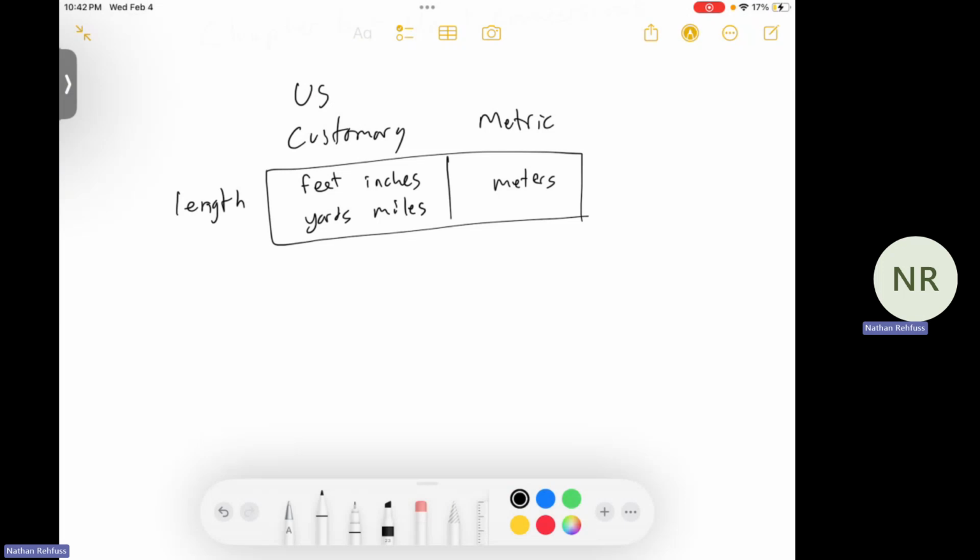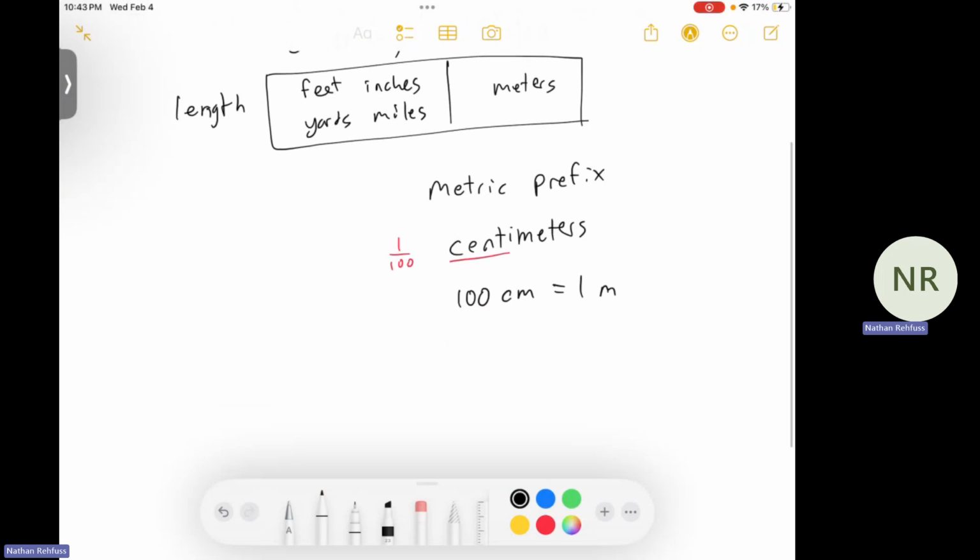So in metric, if they want to talk about something small that we would measure with inches, what they do is use a metric prefix. For example, if I want to talk about something small on the size of inches, I could use centimeters. The prefix centi means 1/100th. So there are 100 centimeters in 1 meter. If I want to talk about something even smaller, I can use millimeters.